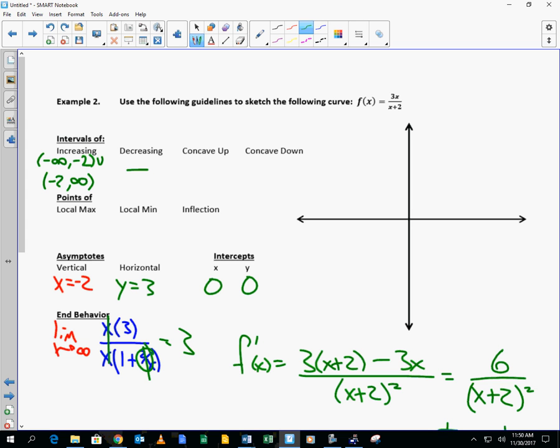Do I have a local max? Do I have a local min? Look at that. You're liking this problem, aren't you?